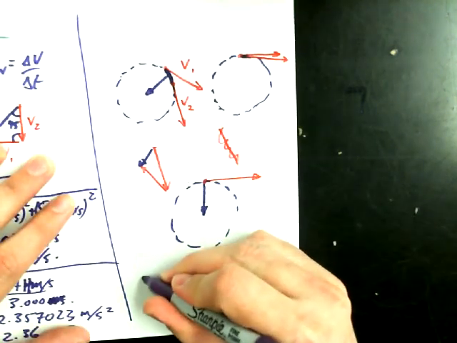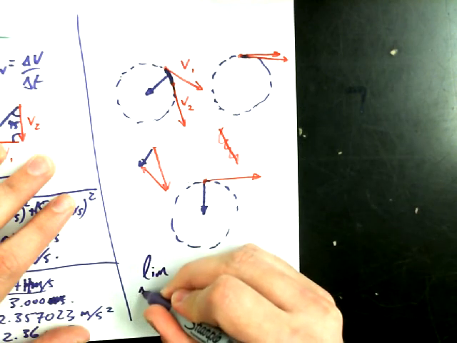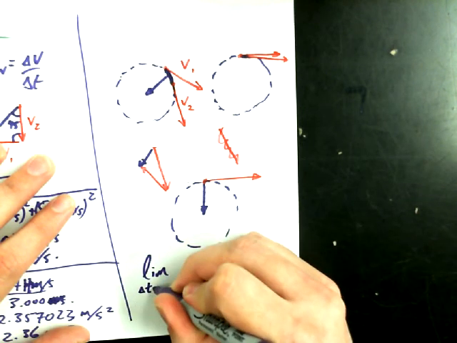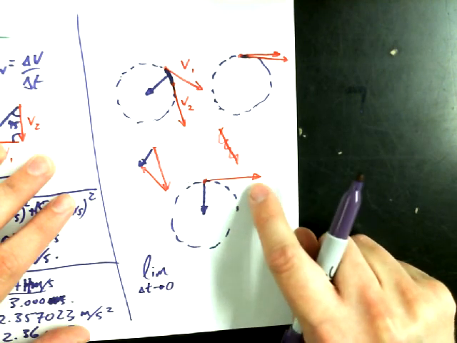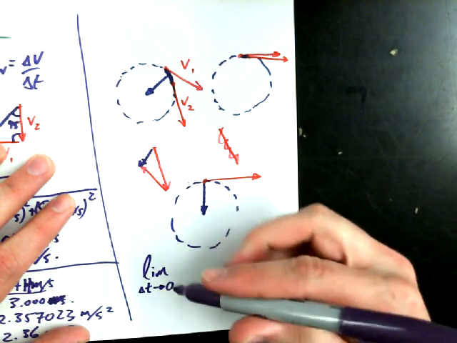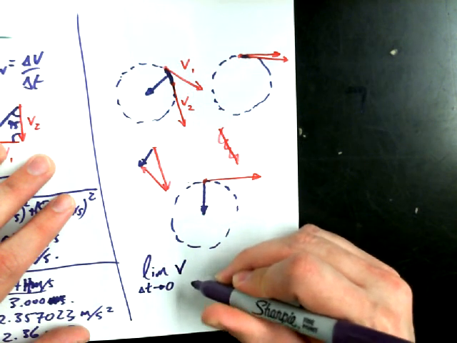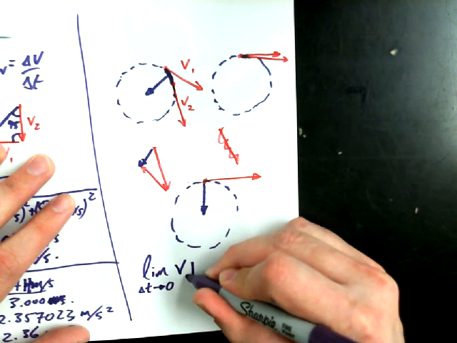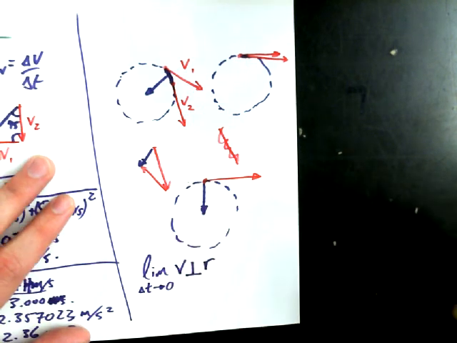So there's a thing called limits. In this case, in the limit where the amount of time between these two vectors approaches 0, that's how you write this down. In the limit where the time between vector 1 and vector 2 approaches 0, you're going to end up getting speed becoming approximately, now this is not proper notation, approximately perpendicular to the radius.